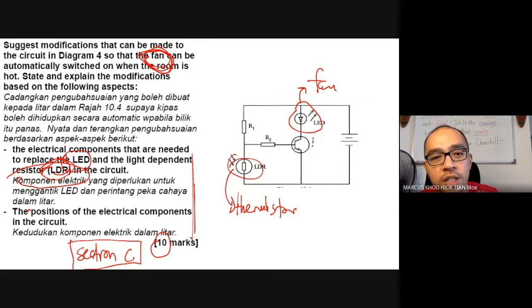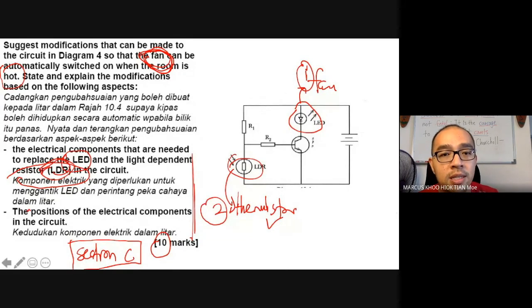Okay, so we've changed the two most important things because look at the situation now. You want the fan to be automatically switched on when the room is hot. So we're not talking about light or dark anymore. We're talking about hot and cold. So we want thermistor. Okay, so the 2 marks come from the fan and the reason. 2 marks come from the thermistor and the reason.